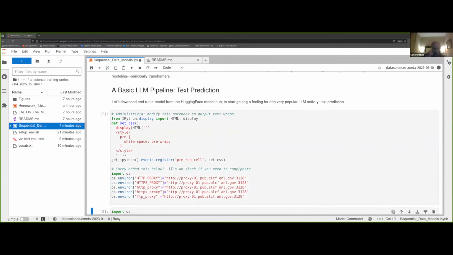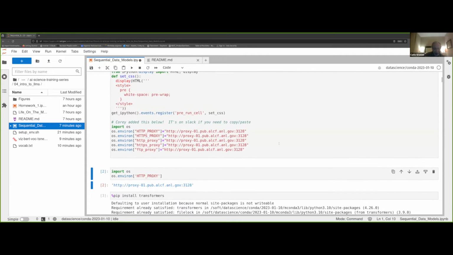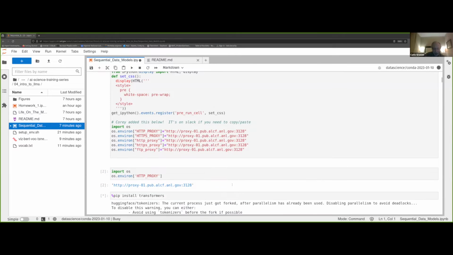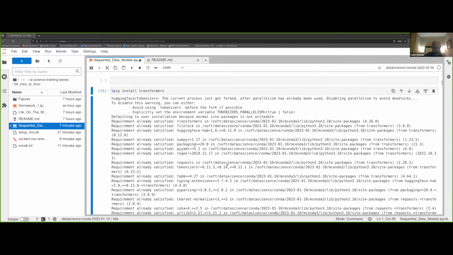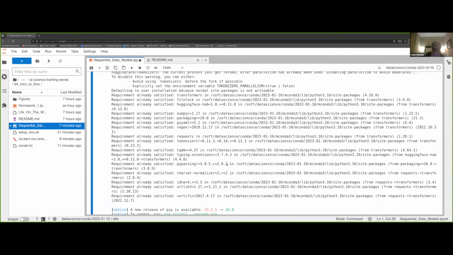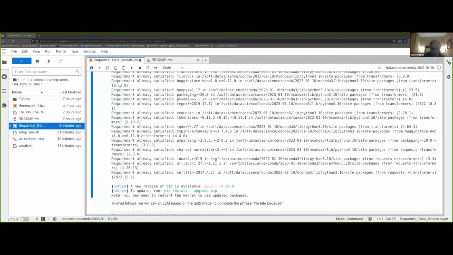So executing the cell is going to do that setup. Okay, and then the third cell installs the transformers library. This is a library from the Hugging Face site, and what it does is provide an API that allows you to download pre-trained models and easily set them up and do various fun and useful things with them.